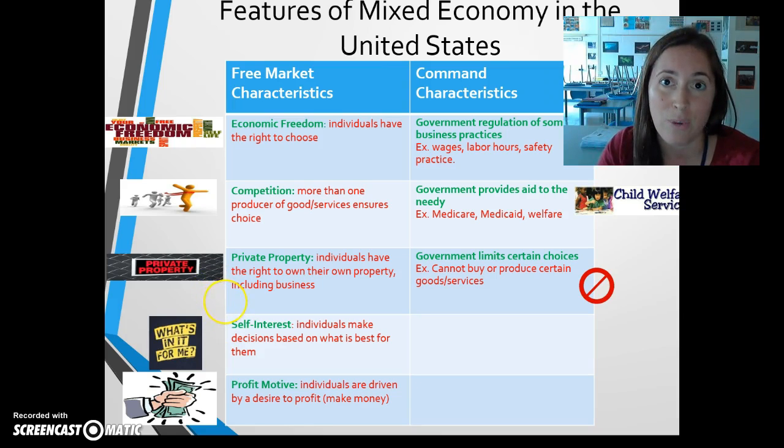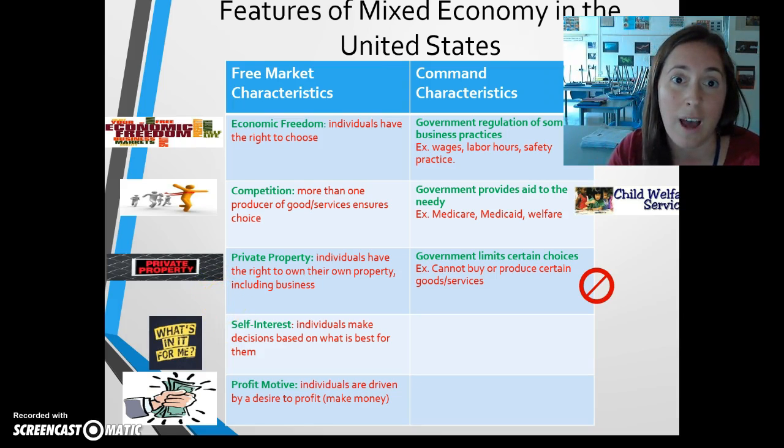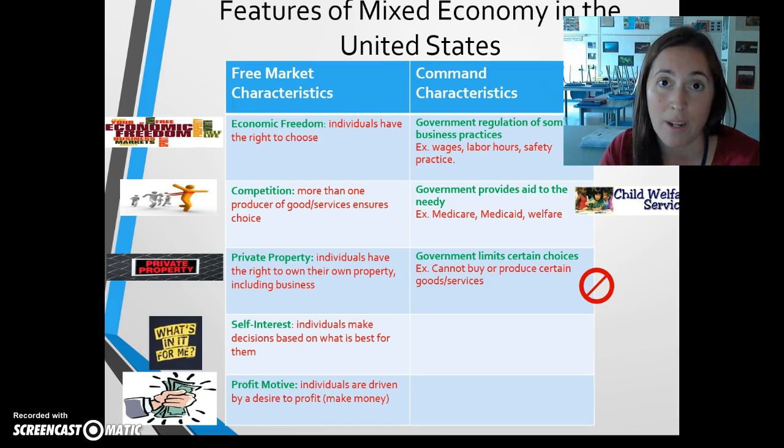Private property is also a characteristic of a free market economy within the United States. I can buy my own property and that is mine, is not owned by the government. Self-interest, where I make decisions based on what is best for me, best for my family, or best for my business. And finally, a profit motive. I'm driven, or individuals are driven, by a desire to make money.